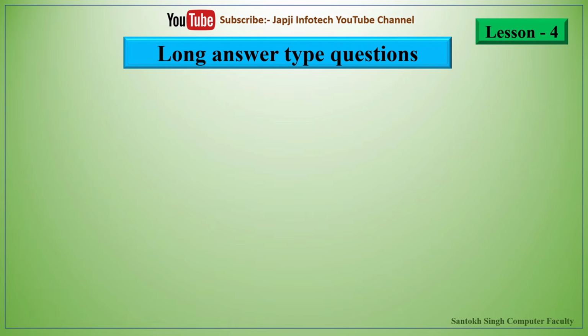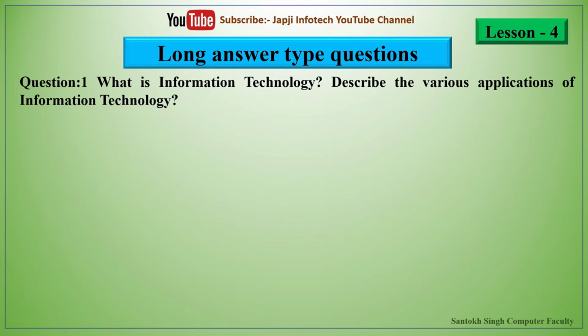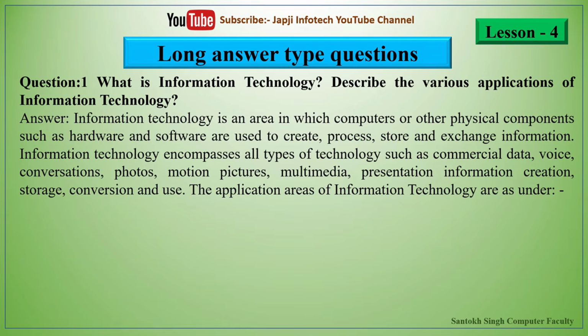So now we will learn about long answer type question. So the first question is, what is information technology? Describe the various application of information technology. So information technology is an area in which computer or other physical components such as hardware and software are used to create, process, store, and exchange information. Information technology encompasses all type of technology such as commercial data, voice, conversation, photo, motion picture, multimedia, presentation, information creation, storage, conversation, and use. So the application area of information technology are as under.